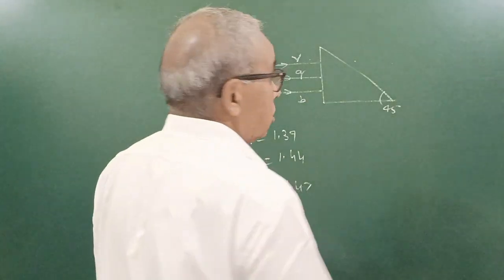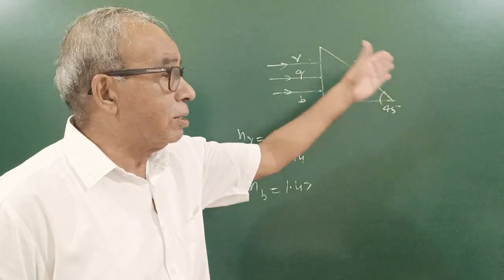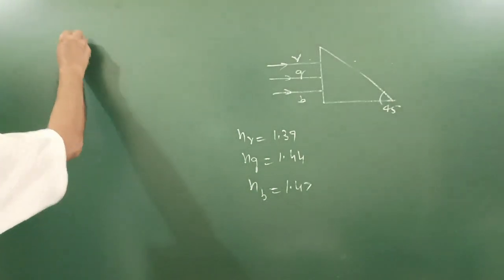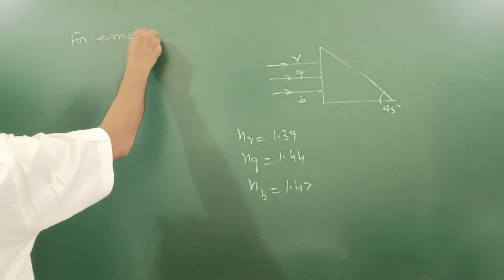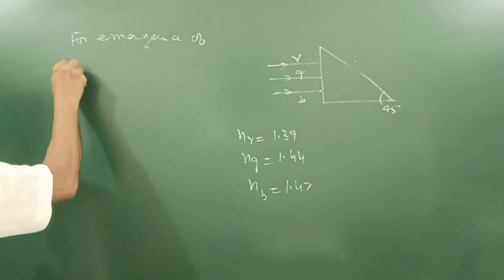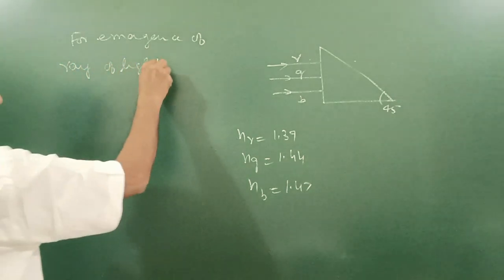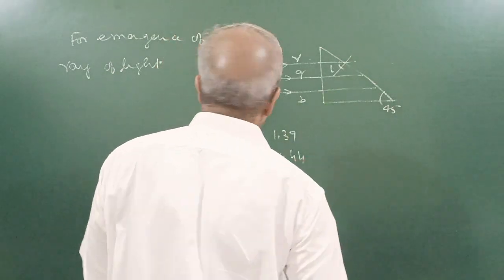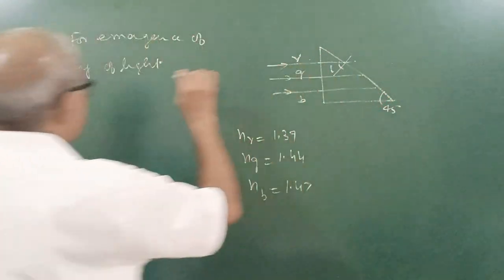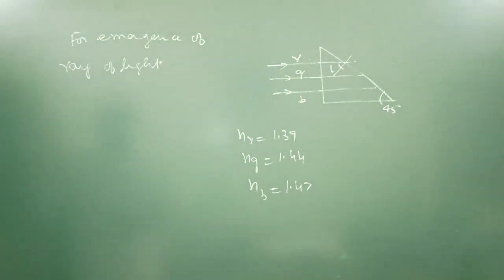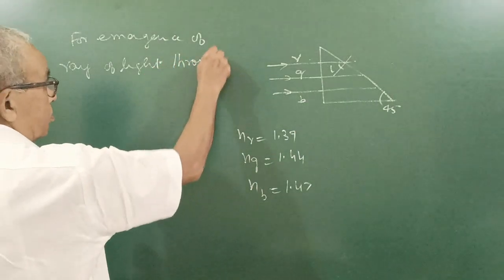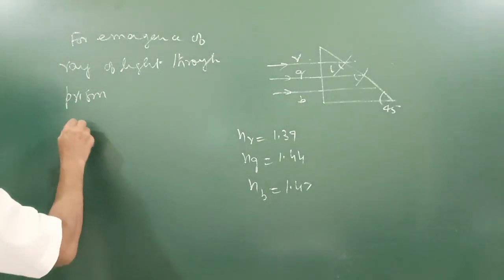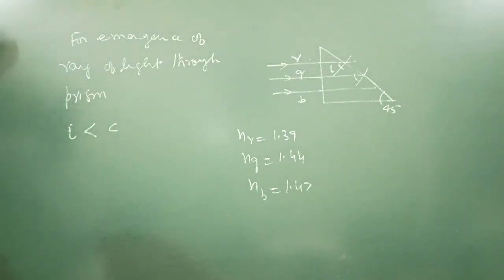Actually, separation will be there if some rays emerge and some rays get totally reflected back. For emergence of light through the prism, the rays are incident normally so they go straight, and the angle of incidence here is I. The ray will emerge if this angle of incidence I is less than C.